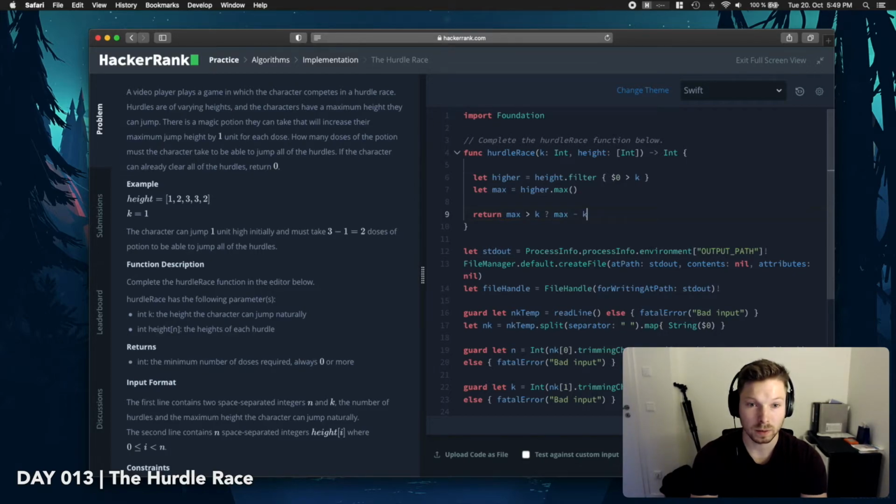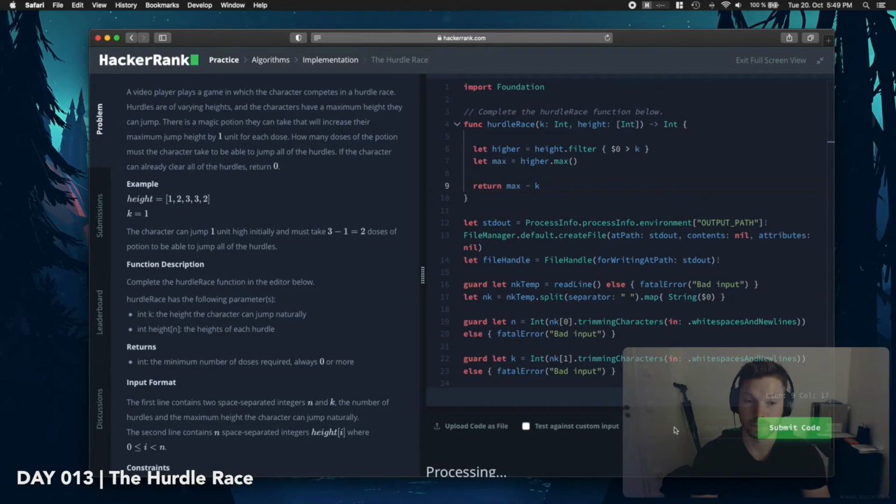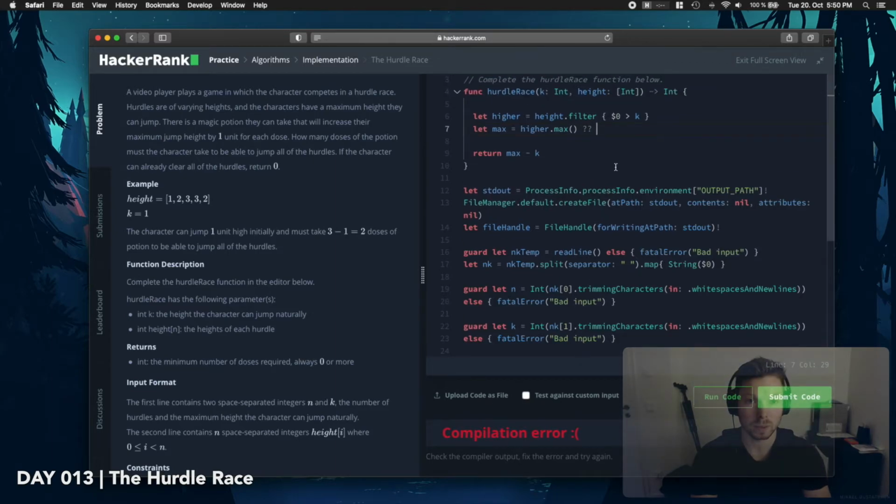max minus k, else k minus max. What am I saying? This is always gonna be like this. This is the result. Must be unwrapped. Okay. What if there's no max, right?